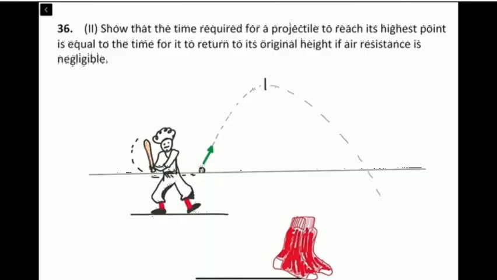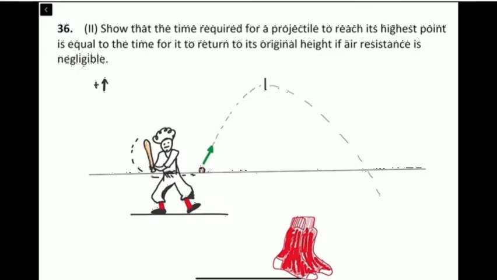So show that the time required for a projectile to reach its highest point is equal to the time for it to return to its original height if air resistance is negligible. So first we would want to choose a couple things. We'll choose the origin to be the point of launch and upwards to be positive in the y direction. So we're dealing with height.